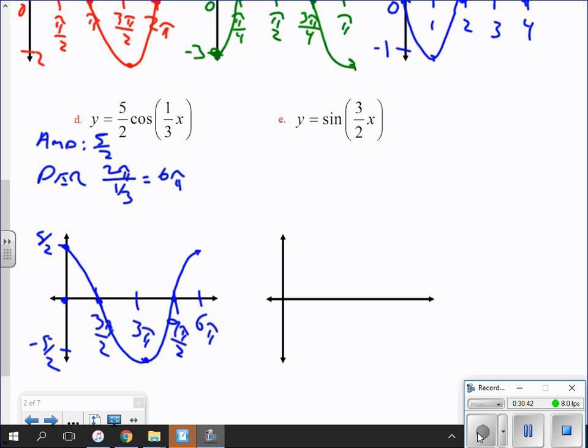Questions? So the next one, what's my amplitude on the next one? My amplitude on the next one's 1. Ooh, that's nice. So I go from +1 to -1. And then my period is 2 pi divided by 3/2, which ends up being, what did I have down here? 4 pi over 3. Four pi over 3 is what I get.